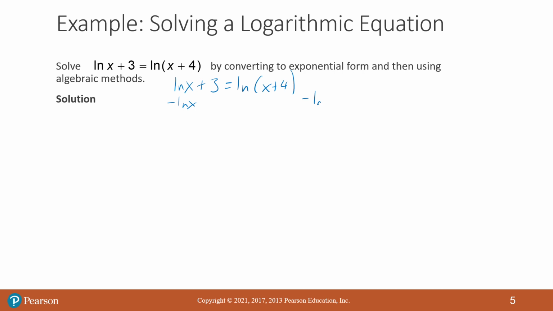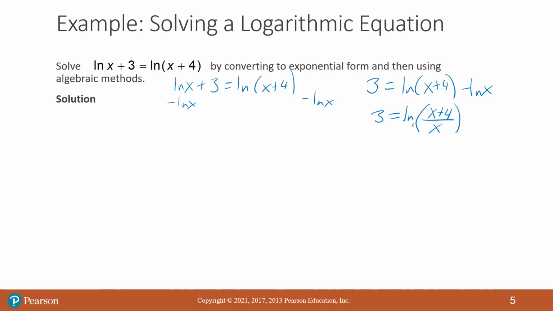This isn't the only way you can do it, but this is the way I'm going to suggest you do it starting out. So here we have 3 equals the natural log of x plus 4 minus the natural log of x. Because I have it set up where my natural logs are all on one side, and that's the only thing on that side, I can combine these natural logs. With the subtraction, I can bring everything to the inside and make it a division. So I'm looking at the natural log of (x plus 4) over x.